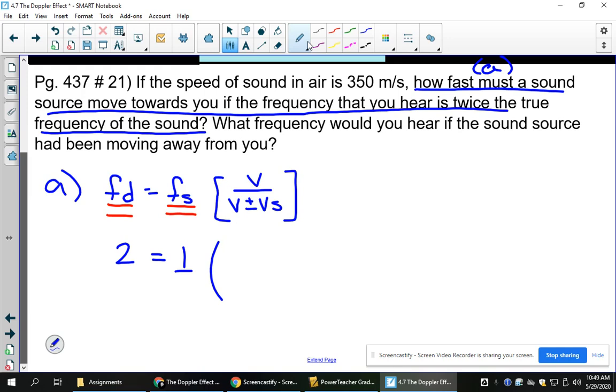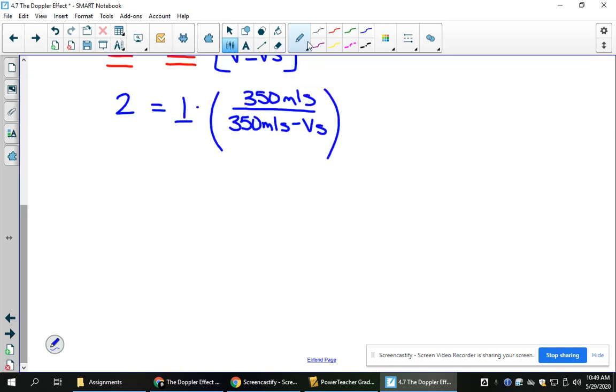Then I can pop in my 350 meters per second. This was towards, so I use subtraction. Now the 1, I don't have to do anything with that. Really, I don't need the brackets at all here. I can start by, and I'm going to combine 2 steps that we did in the last question, to learn this into one shorter step.